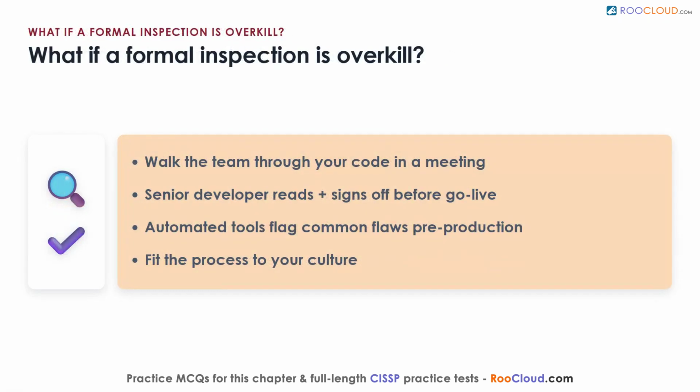What if a formal inspection is overkill? Then you use a lighter touch, which most teams do. You might have a developer walk the team through their code in a meeting. You might require a senior developer to read and sign off on everything before it goes live. Or you might lean on automated tools that flag common flaws before code reaches production. The right process is the one that fits your business and your development culture. Match the rigor to the risk, not to a rulebook.